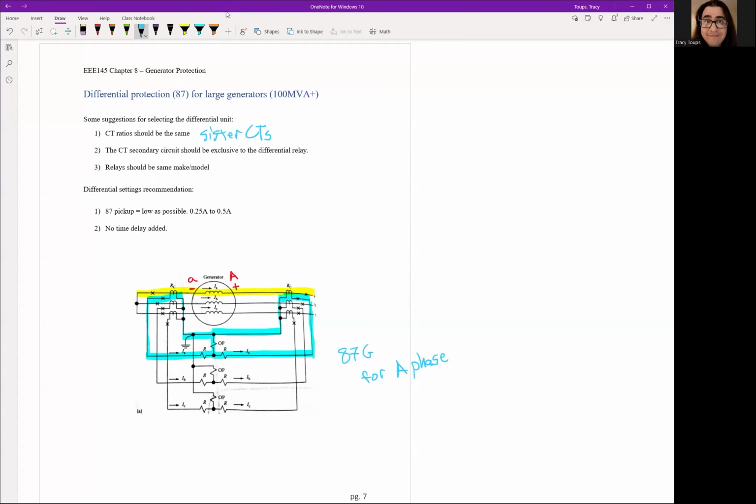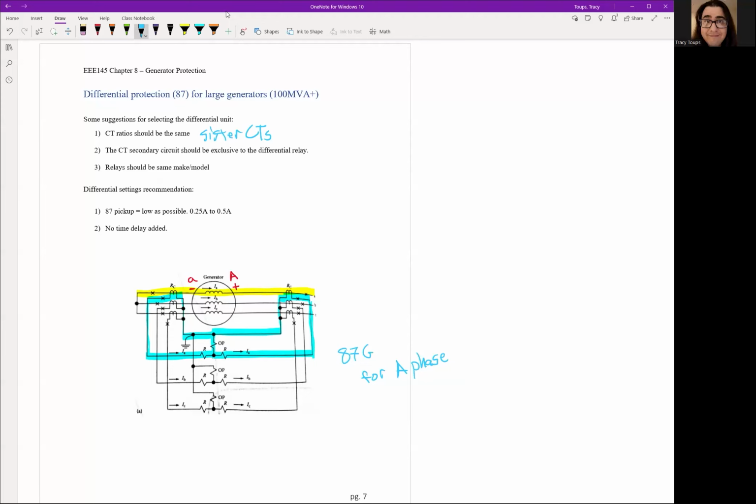The CT secondary circuit should be exclusively used for the differential relay, so don't jam a bunch of other relays on this. You only want it for the differential. The relays should be the same make and model. This is an old mechanical relay. You need one per phase, so you need to make sure they're exactly the same model. You can't mix and match them. For the differential settings, you want the 87 pickup to be as low as possible so it trips off of anything, because the current should never ever be different in this generator. If it's ever different going in versus what's coming out, you have some problems.